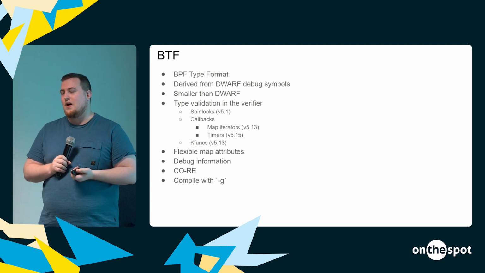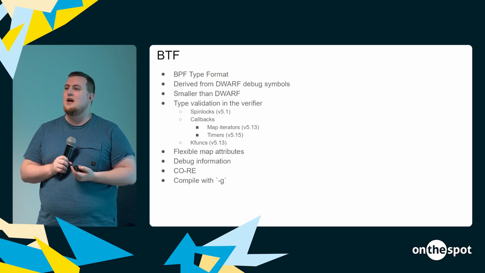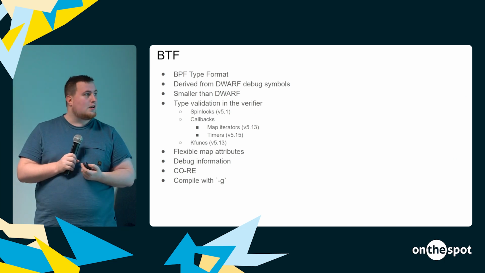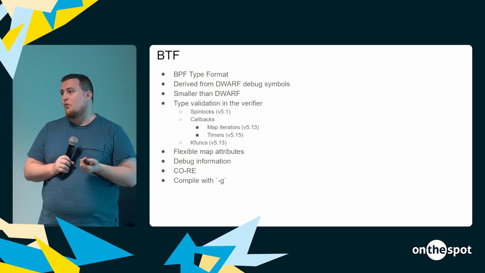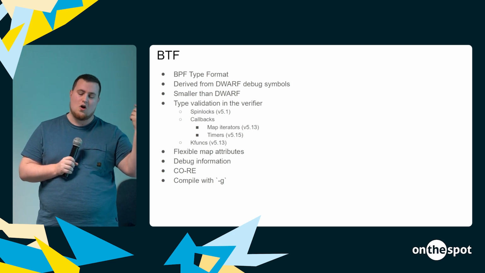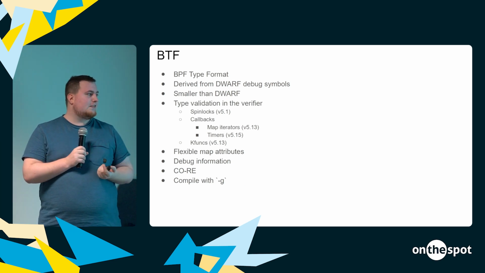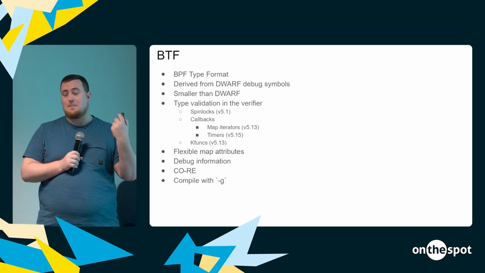And the reason kernel developers decided to create this is because it's way smaller than DWARF information, which is the default information that you would use for a debugger. But we still derive it from DWARF, so there's tooling that can turn all your normal compiler outputs into BTF and so on. Why do we need this? For a bunch of reasons. One of them is the maps.